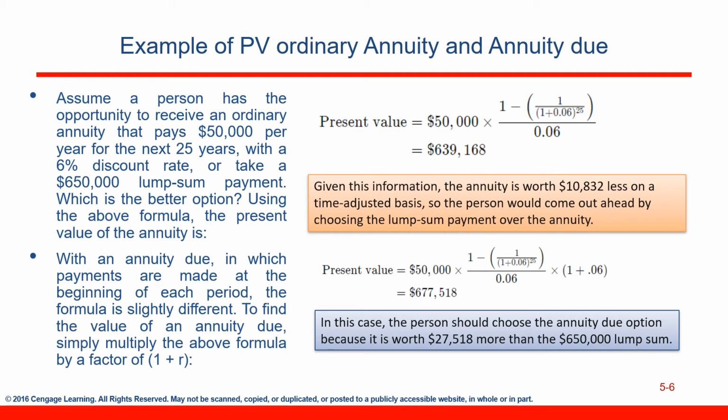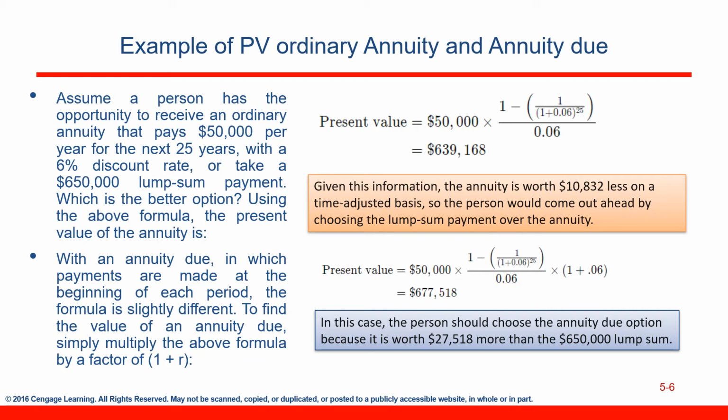So the answer is $639,168. Given that information, when you compare it to the lump sum, which is 650,000, of course I will choose the lump sum payment compared to the per year within 25 years. But for the lump sum payment, you can only receive it after 25 years. So which is better, whether you want this one or not, depends upon the situation.